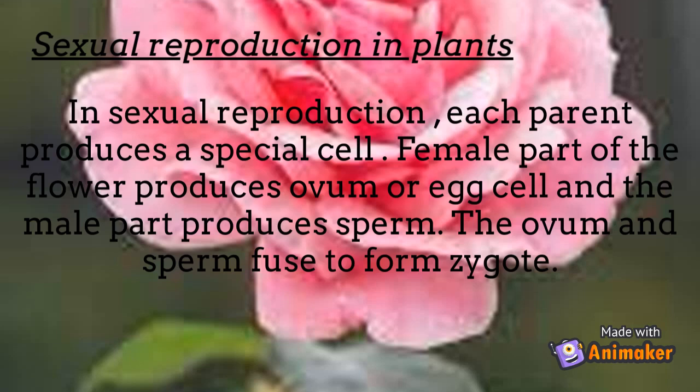Sexual reproduction of plants. In sexual reproduction, each parent produces a special cell. The female part of the flower produces the ovum or egg cell and the male part produces sperm. The ovum and sperm fuse to form a zygote.